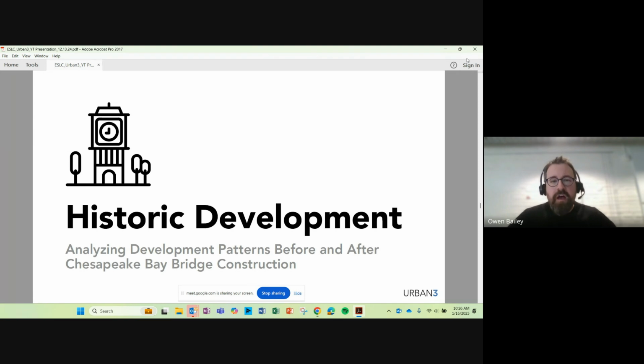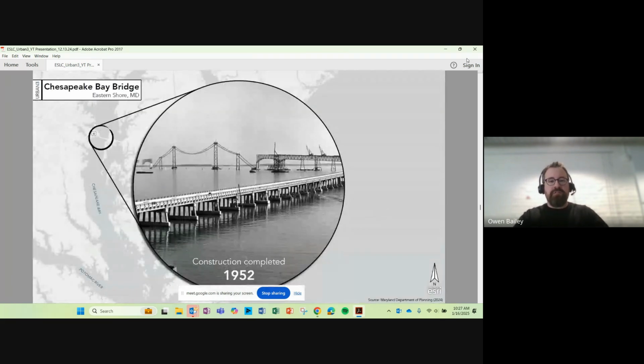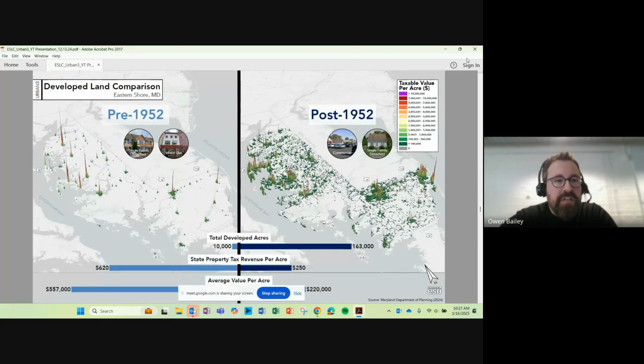So switching gears with the time we have left, we asked Urban3 to also look at a historical analysis of the Eastern Shore, understanding that the Chesapeake Bay Bridge has really contributed to the development pattern since the first span was completed in 1952 and the second span in 1971. On the left, you see pre-Bay Bridge development. Throughout 250 years of European settlement, we had developed 10,000 acres at roughly $557,000 per acre. Since 1952, we've developed an additional 163,000 acres of land at less than half that value.